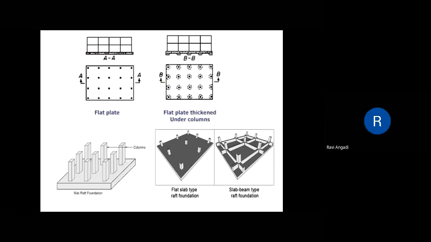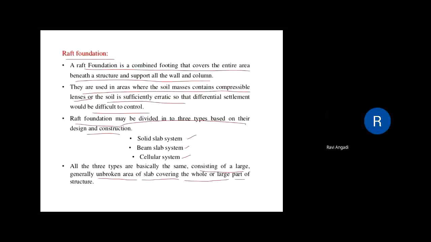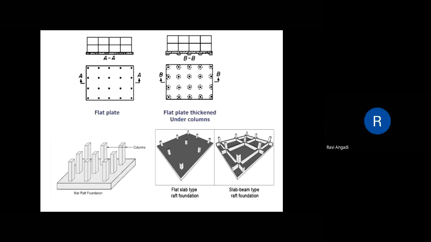The raft means on one single footing there are n number of columns to be provided, or the wall to be constructed like this, where the bearing capacity of soil is very, very low. And also here, as I mentioned, when the soil is sufficiently erratic in nature and where you are getting more differential settlement, so in that case, where the differential settlement is not under control, then you can go with the mat foundation like this. You can provide like this. Okay, this is called a mat foundation.